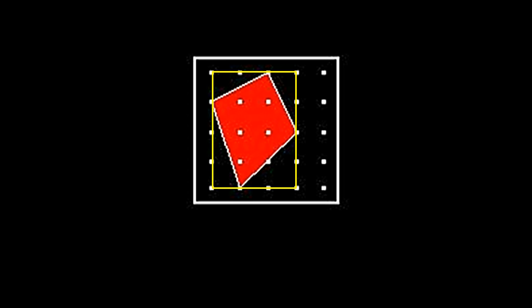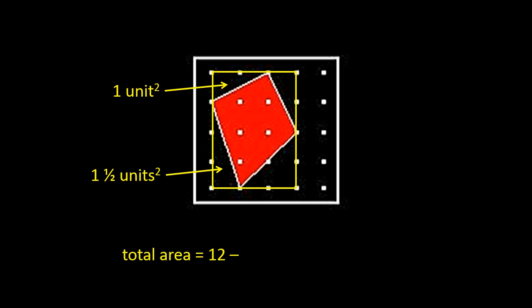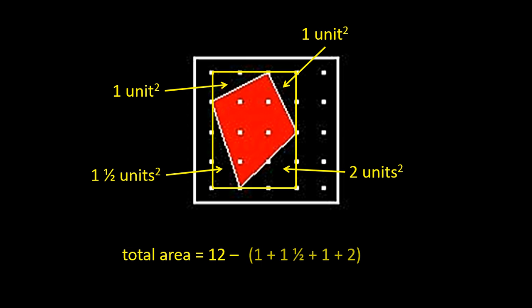So the yellow rectangle we just drew is 3 units by 4 units, so its area is 12 square units. But now we have to subtract off of that the area of the 4 triangles that surround the red figure. So this one is 1 square unit in area. That one is 1.5 square units in area. This one is 1 square unit, and that one is 2 square units. So we need to subtract off the areas outside of the red figure. And when we do that, we end up with 6.5 square units. So the area of the red quadrilateral is 6.5 square units.